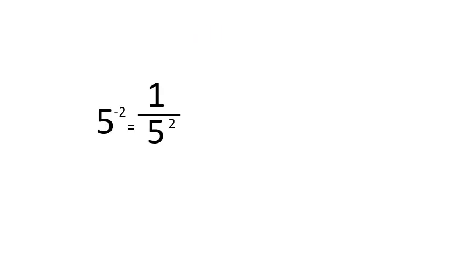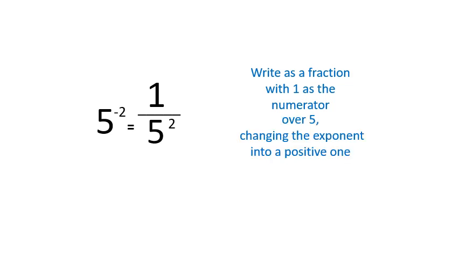When we have a negative exponent, we rewrite it as a fraction with 1 as the numerator, and in this case over 5, changing the exponent into a positive one. In this case, the negative 2 becomes a positive 2.